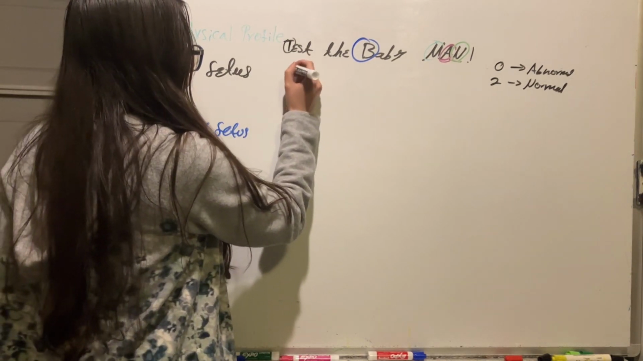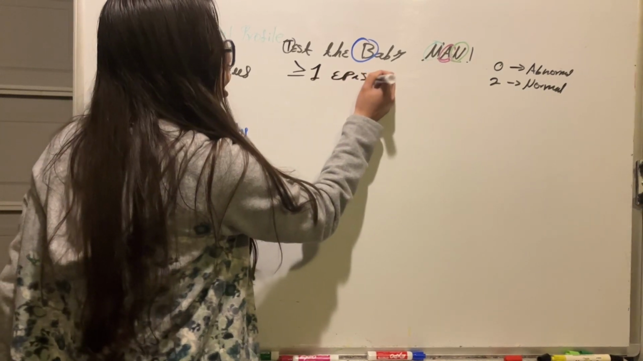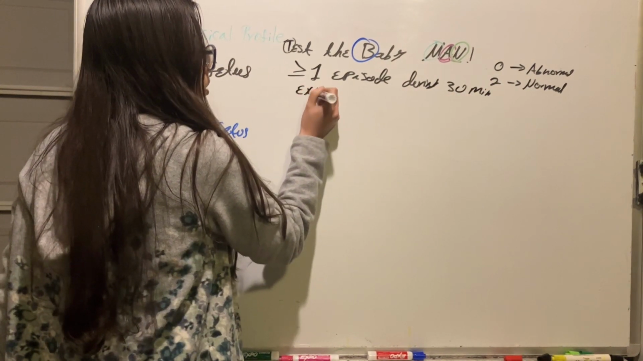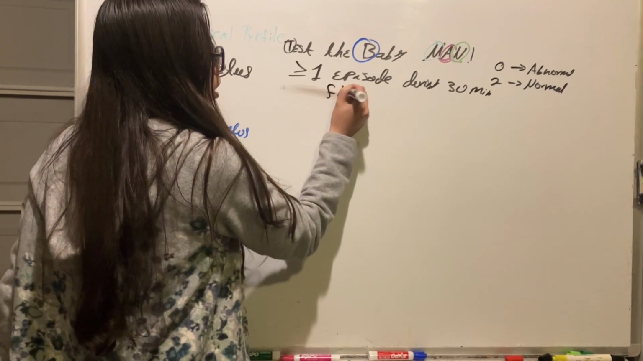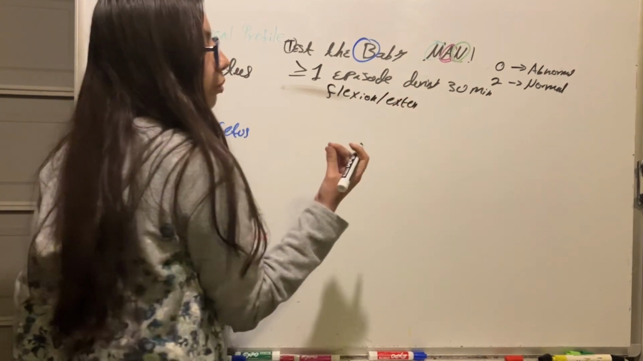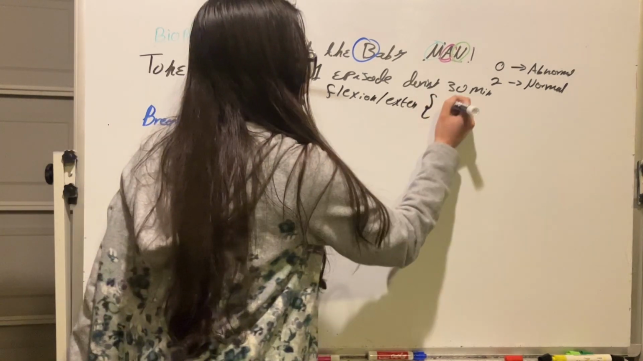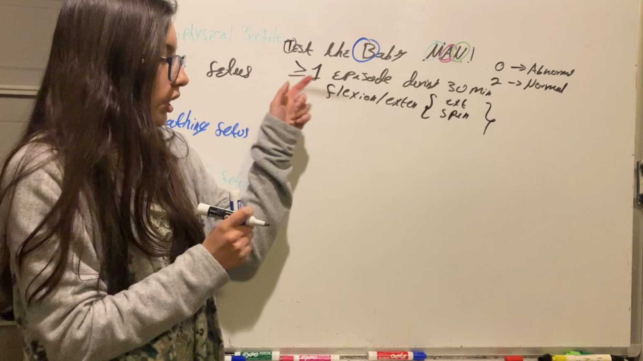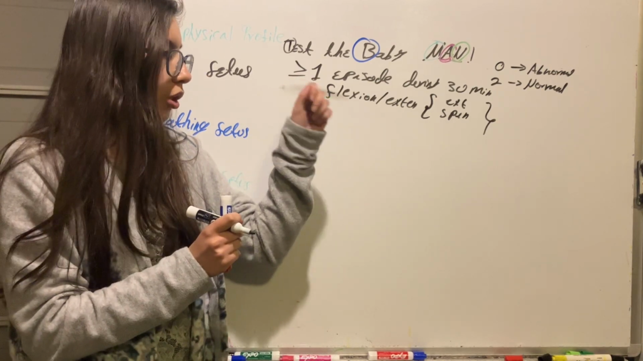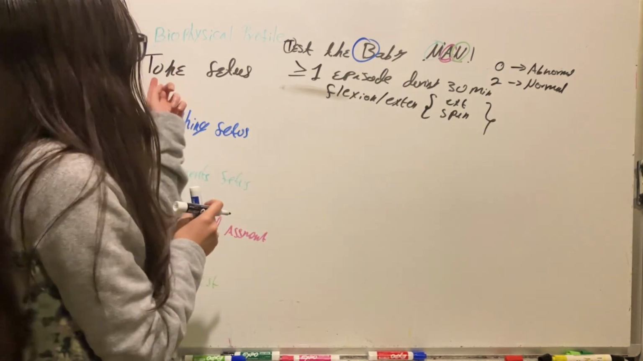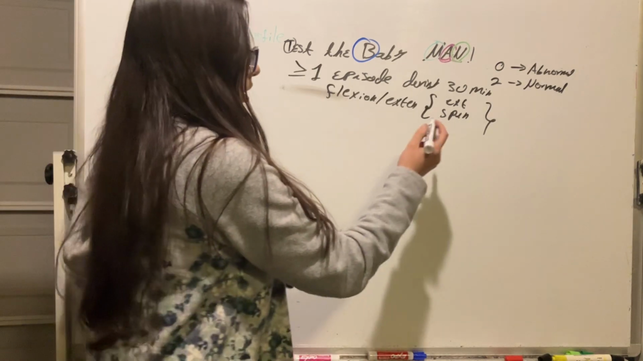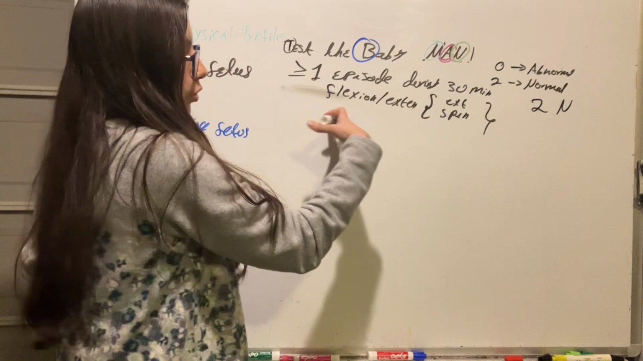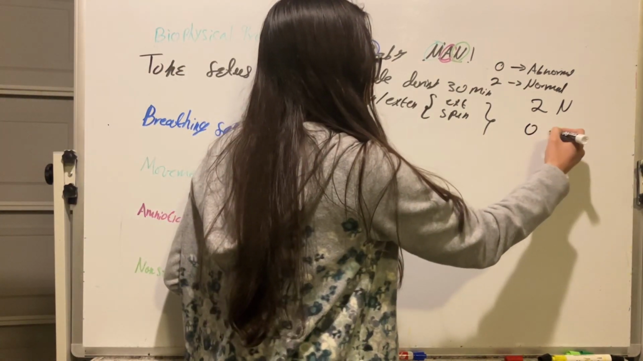So how do we define tone of the fetus? This is having at least one episode during 30 minutes of flexion and extension. This could be the head, an extremity, or the spine. So if during 30 minutes we see at least once that the spine flexes and then extends, or an extremity flexes and then extends, that is tone positive, and this gets a score of 2, being normal. If we do not see at least one episode of flexion extension during 30 minutes, this is a score of 0 and this is abnormal.